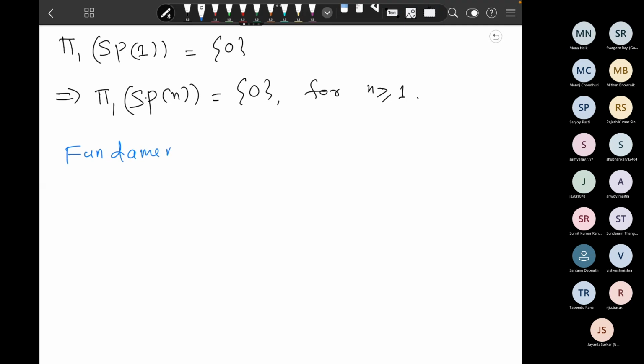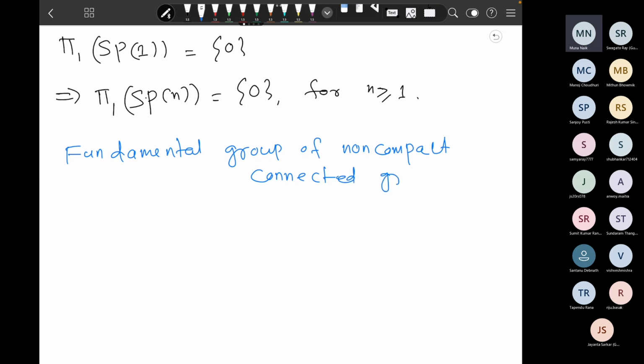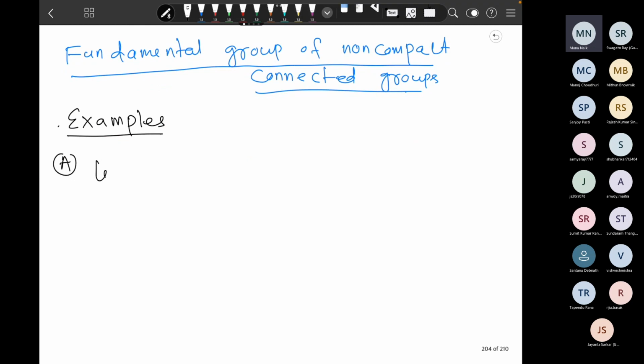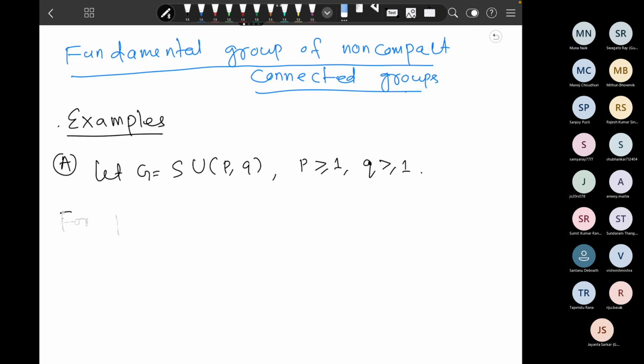So the fundamental group of non-compact connected classical Lie groups. I will just give 2 examples, and the rest of the things you can really see. Example A. Let G be equal to SU(p,q), where p is greater than or equal to 1 and q is greater than or equal to 1.